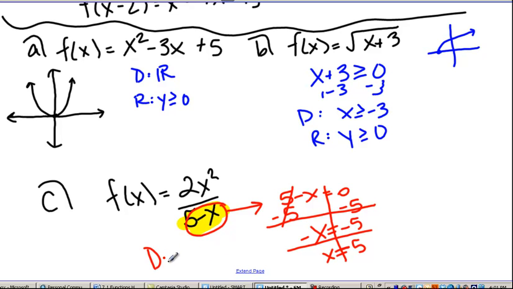So your domain, again, there are several ways you can write it. You can do negative infinity to positive 5, union positive 5 to positive infinity.